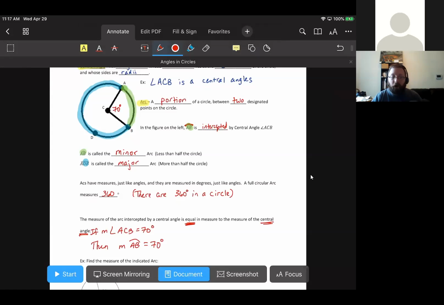The arc that's intercepted by those two points, the minor arc and the central angle, always have the same measure. The central angle is always equal to the intercepted arc. All right, so grab a screenshot of that. We're going to scroll down and do some examples of what I'm going to expect you to do on your assignment today.